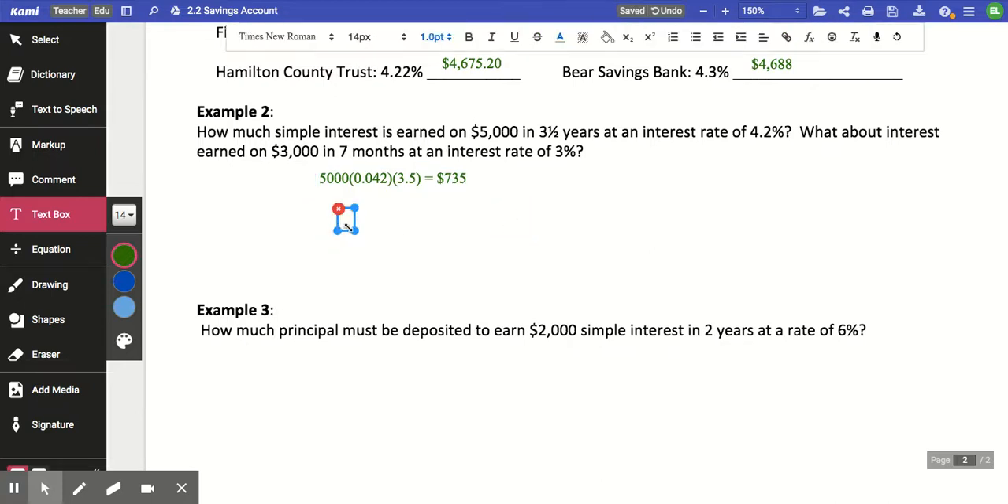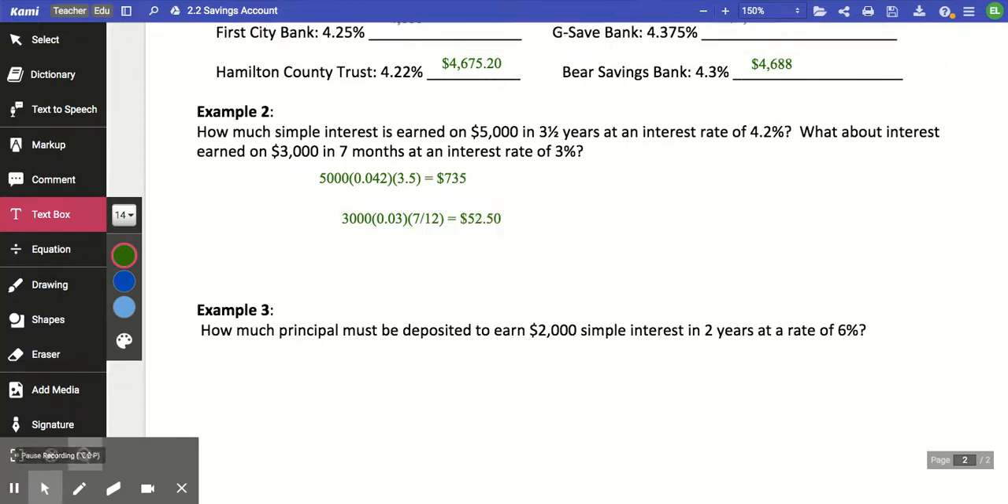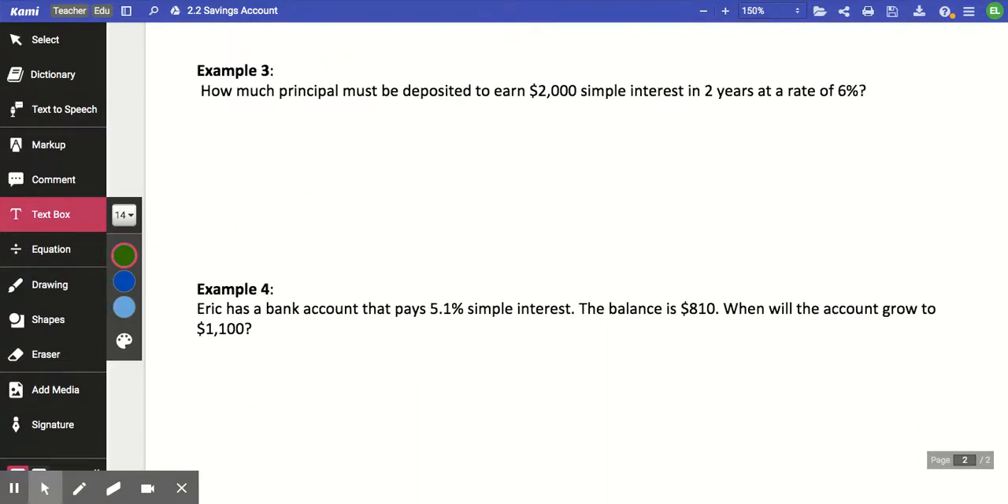For the next one, at $3,000 principal and a rate of 3%, 7 months. So since our time is normally written in years, we have to convert this to a fraction. So we could just say 7/12 since it's not a full year. And if we do that calculation, we get a total simple interest of $52.50.